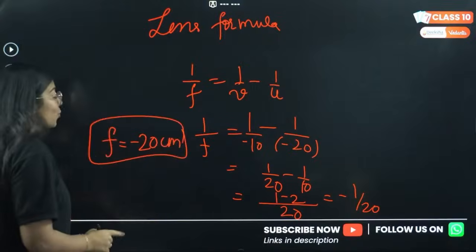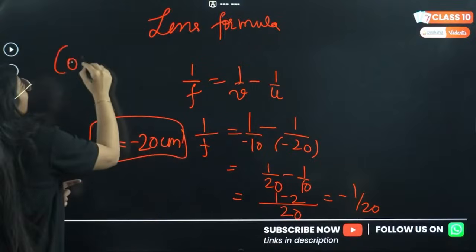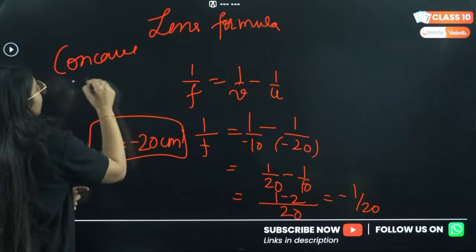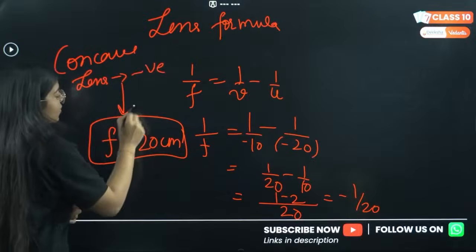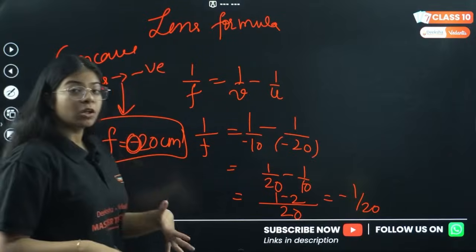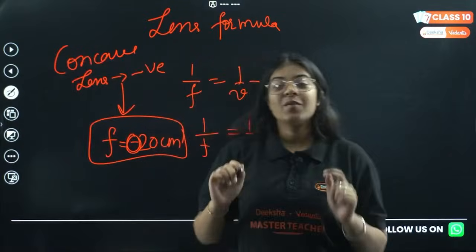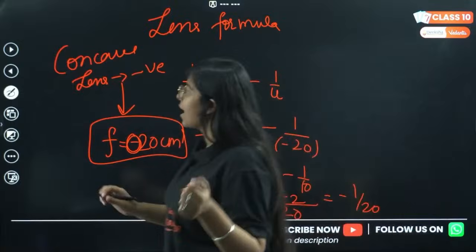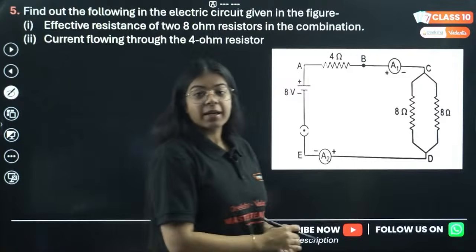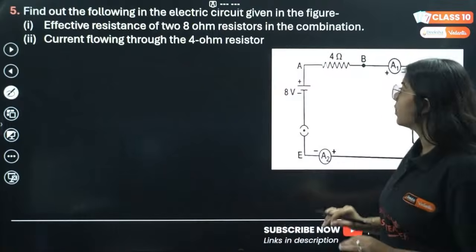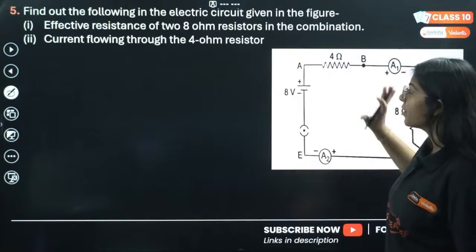And this also proves that the focal length of a concave lens is always negative, because through calculation we are also getting a negative focal length, which again proves our answer. Let's go to the next question, which is: find out the following in the electrical circuit given in the figure. So this is my figure.